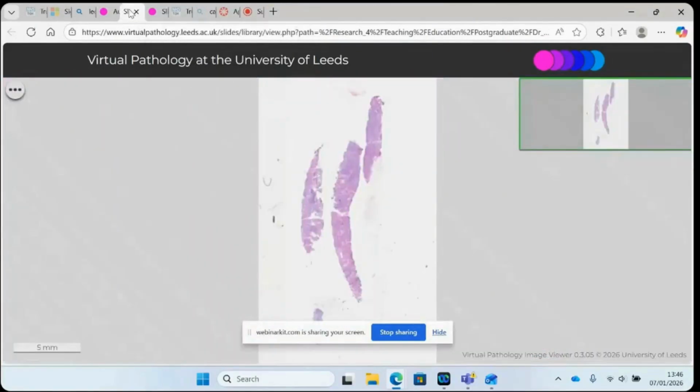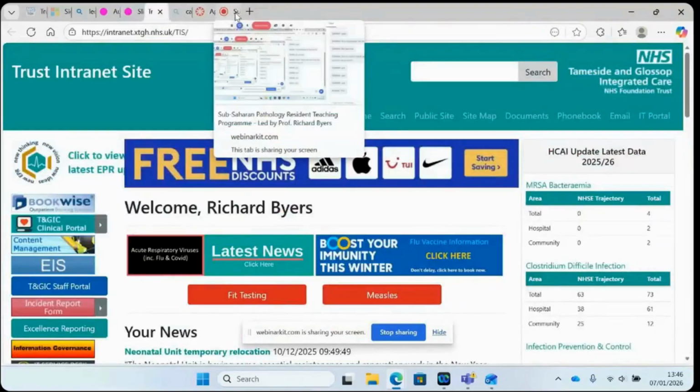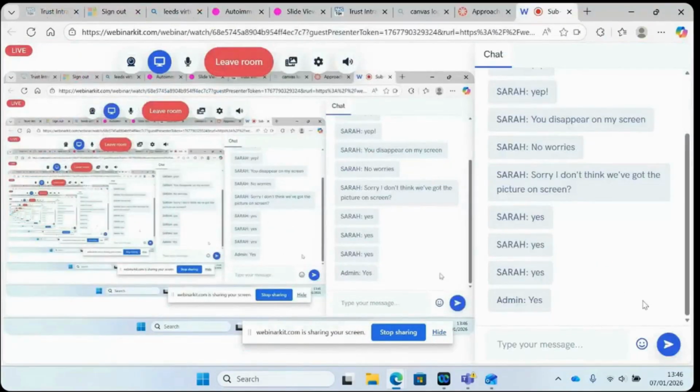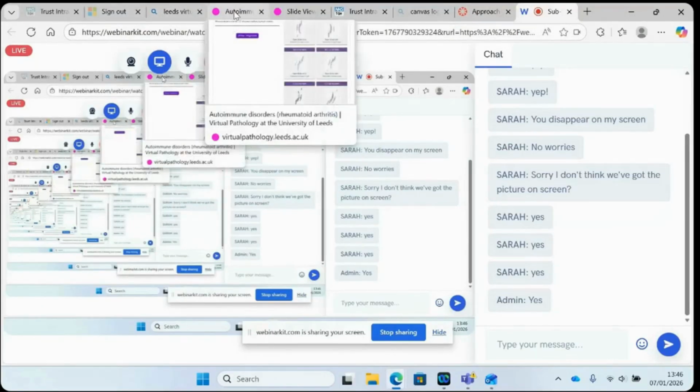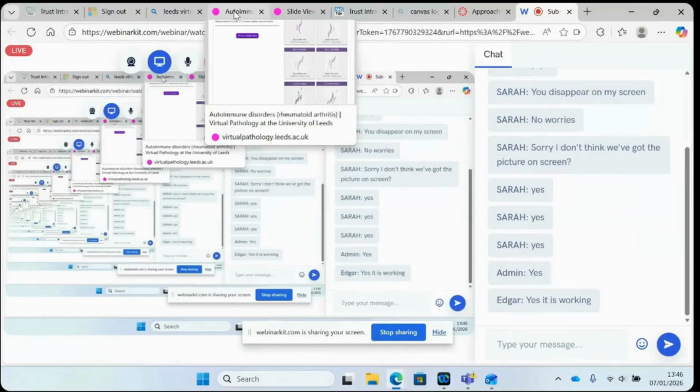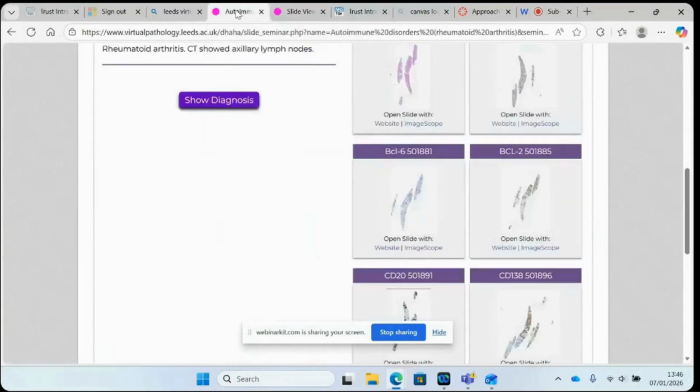I'll just close down some of these other tabs because I've got tons of them open. Just before I go any further, is this working for people or not? This new style that I'm trying today. This is the first time I've done it like this. Anyone prepared to say that it's either working or not working? If it's not working, I'll change it. But if people are happy with this approach, then I'll continue. Okay, thanks, Edgar. That's great.